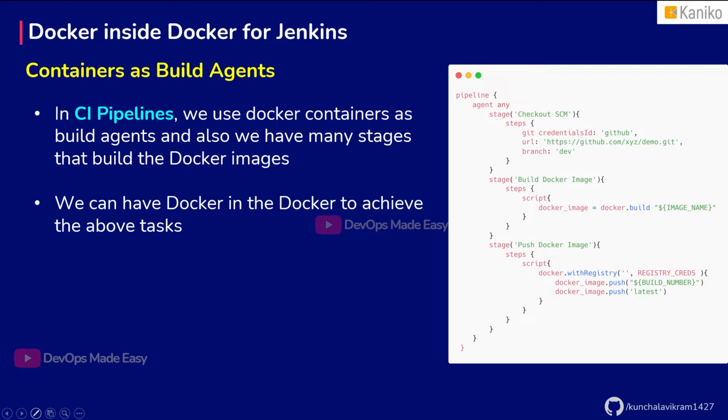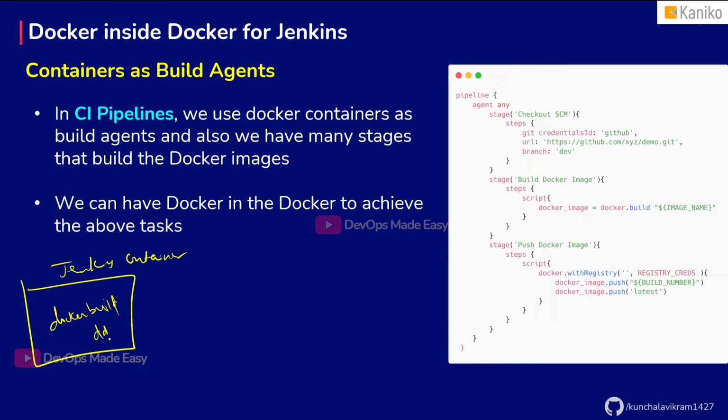But how is this going to work? Let's assume your Jenkins itself is running as a container. So I have this Jenkins container running inside the Docker host. So now in order to issue docker build within the container, it should have an active daemon running inside the container, which is practically not possible.